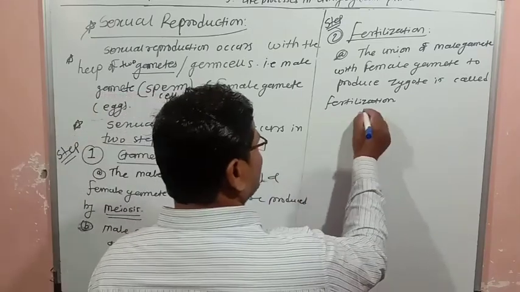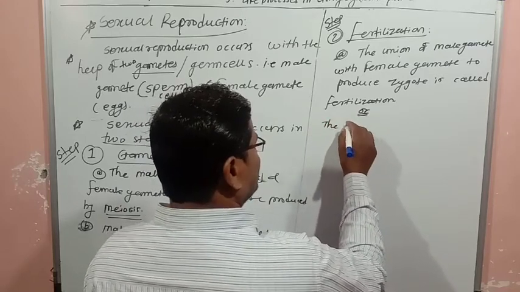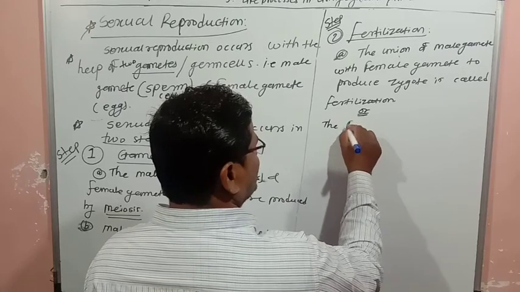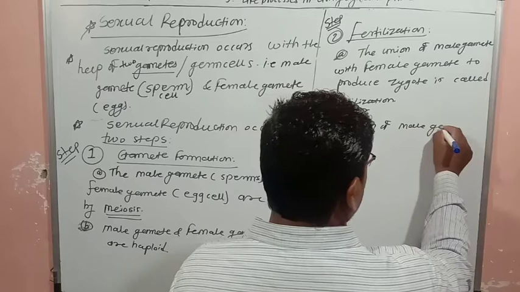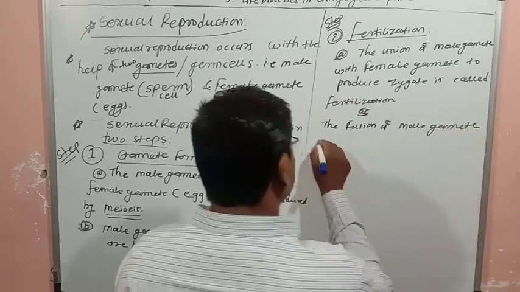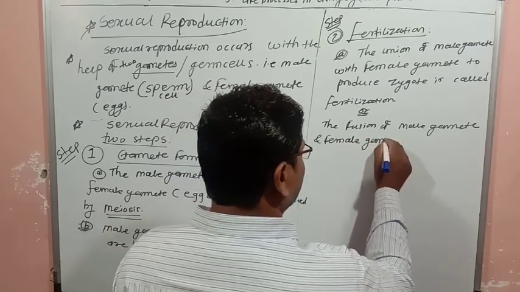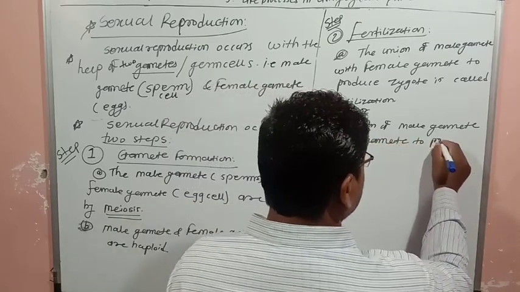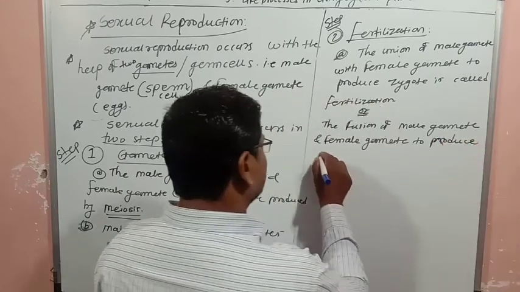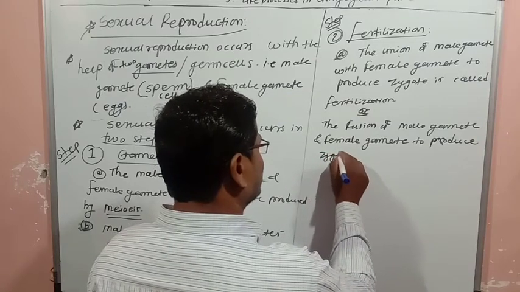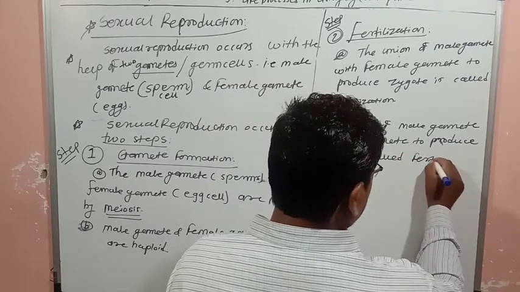In another way you can also write: the fusion of male gamete and female gamete to produce zygote is called fertilization.